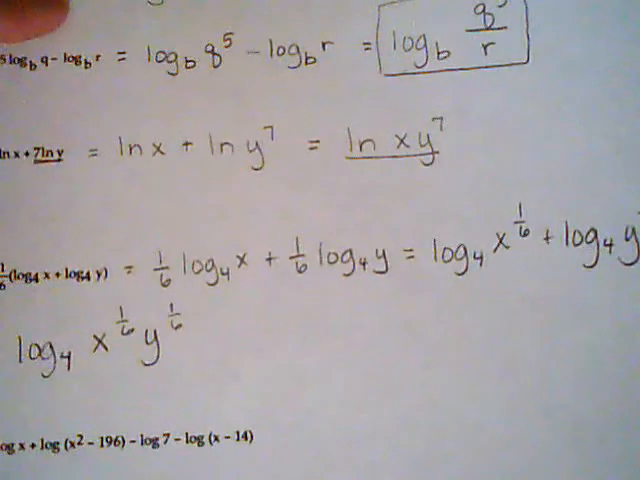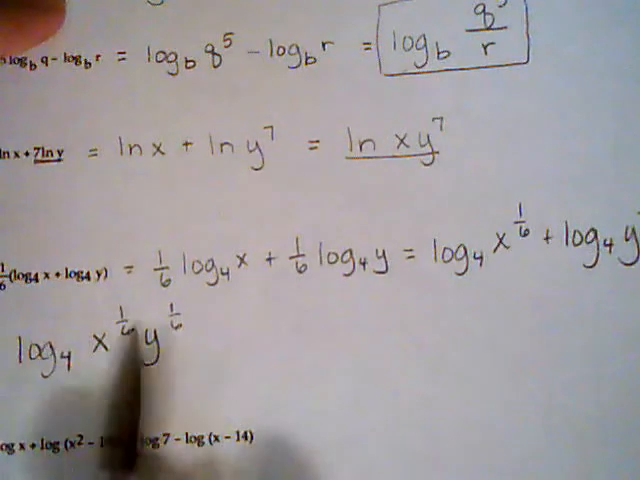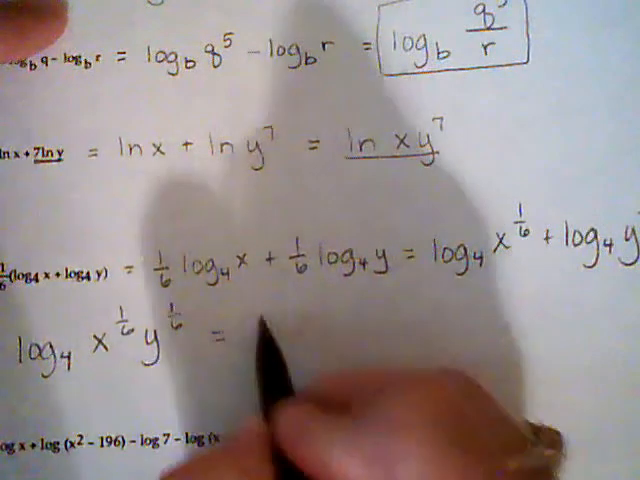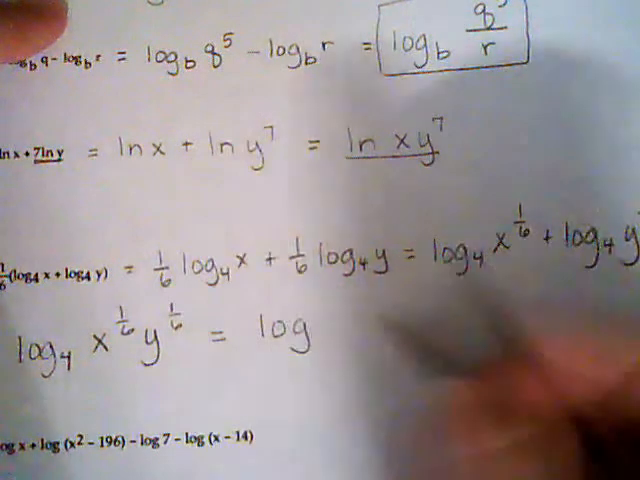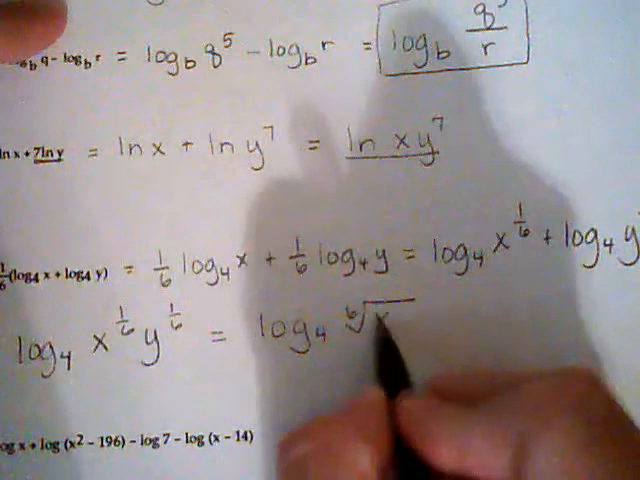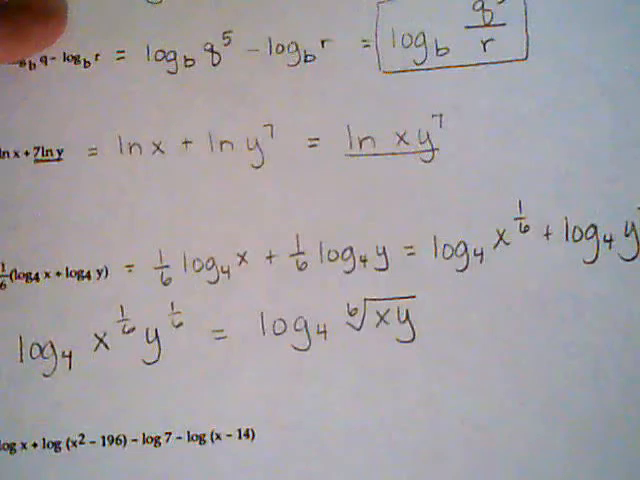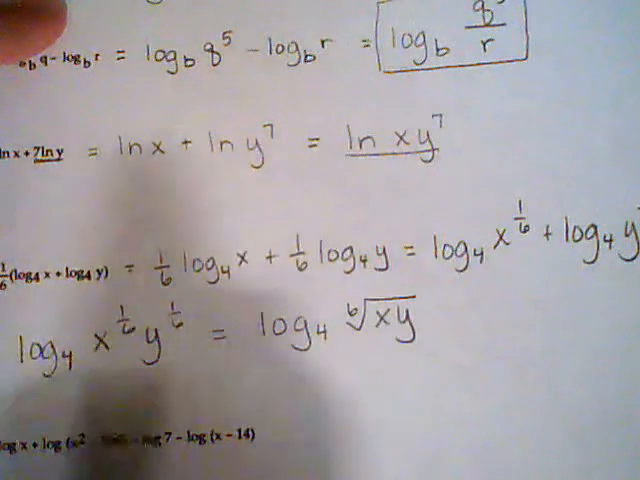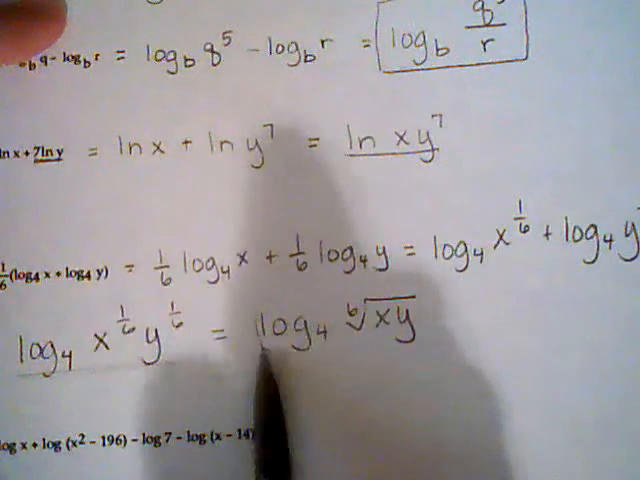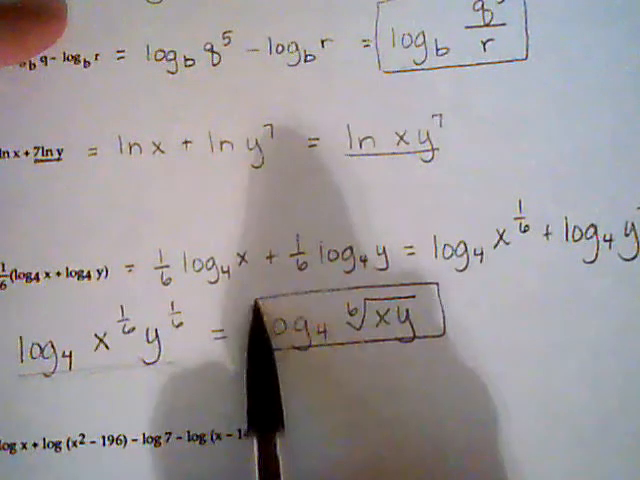There is a simpler way now, since both of these are raised to a rational power. We can convert that to a radical, so it would be log base 4 of the 6th root of x times y. So while this one is correct, you would need to take it one step further just to get it as simplified as you can.